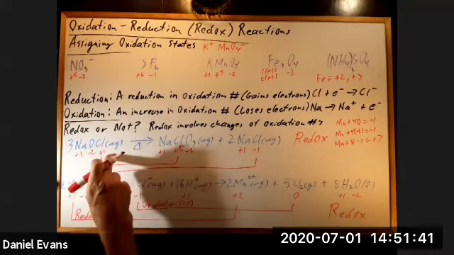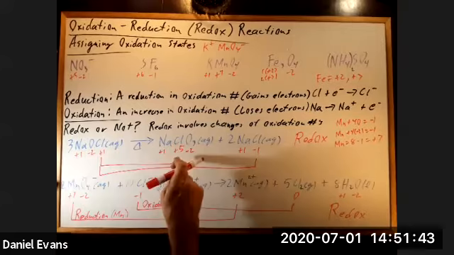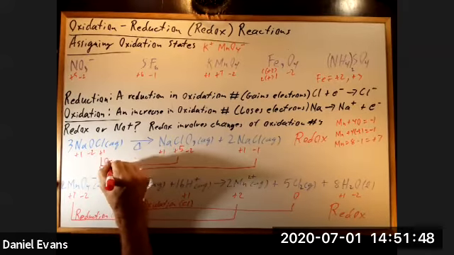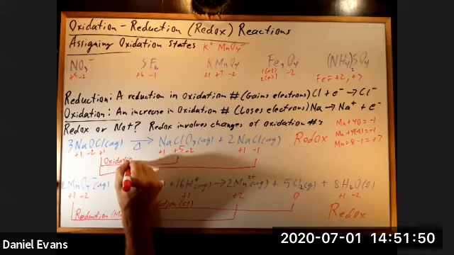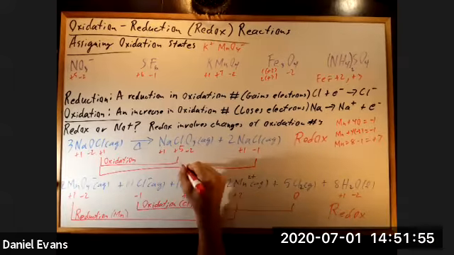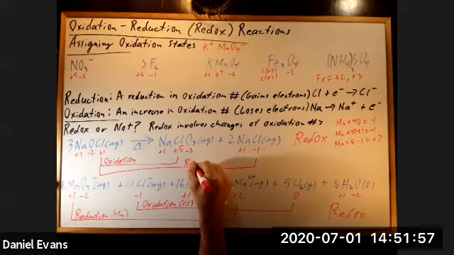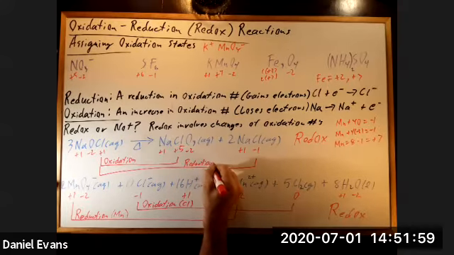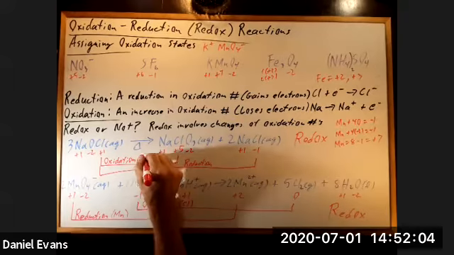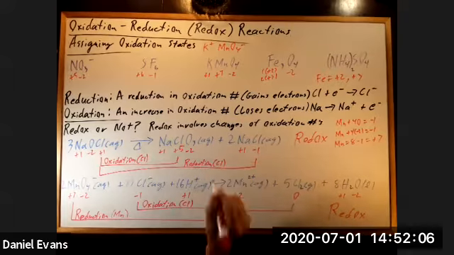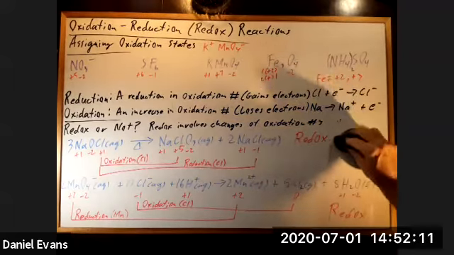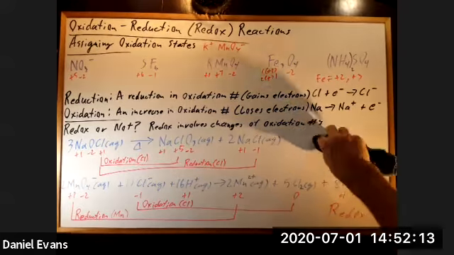Up here, the chlorine is going from +1 to a +5. That's an increase of oxidation number, so it's oxidation. It's also going from +1 down to a -1. That is reduction. So in this case, the chlorine is being both oxidized and reduced in the same reaction. This has a special name, a disproportionation reaction.